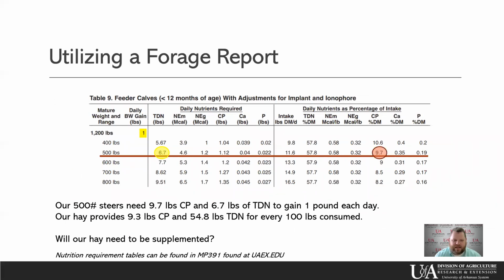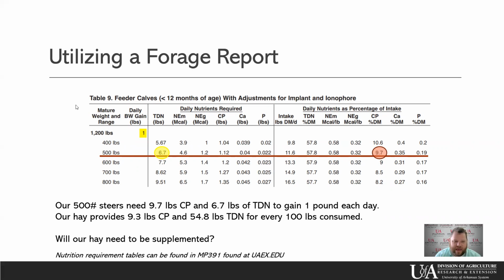In this table from the nutrient table MPs, and if you need one of those, your county agent can help you to find these. They're also on our website, and at the bottom I have that MP down there. So you can go to UAEX, search for MP 391, and this book will pull up.